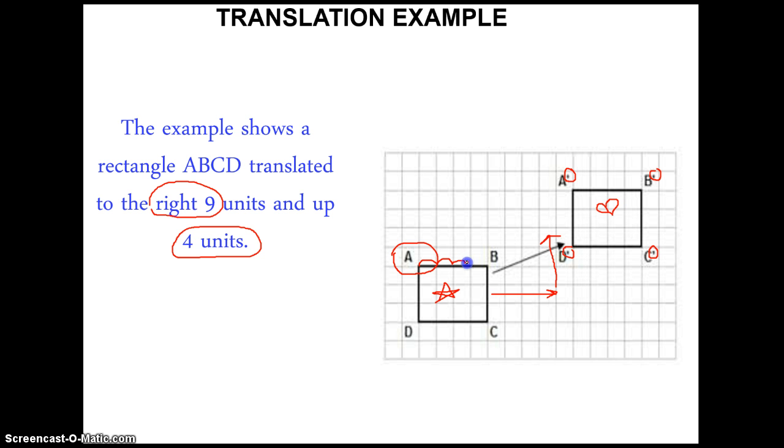1, 2, 3, 4, 5, 6, 7, 8, 9. So I went 9 units to the right, and I'm going to go up 4 units. 1, 2, 3, 4. And there's where A prime is. And all 4 of those points have been translated in the same way. So 9 units right, 4 units up. There's some quick little fill-ins there for the numbers.